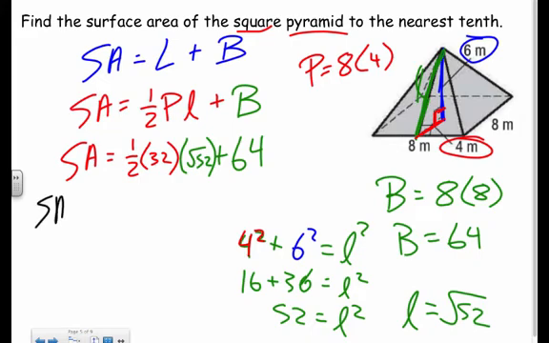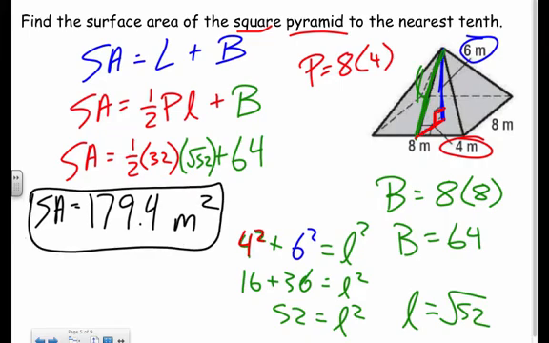And so our surface area, we just take 1/2 of 32, which is 16, times the square root of 52, and we're adding that to 64, which is the area of the base. And we end up with 179.4 because the nearest tenth, and that is meters squared because it is area. So it takes just a little bit of work.